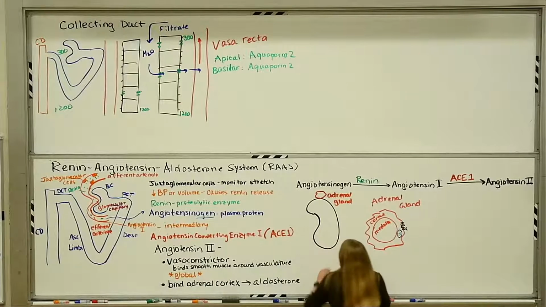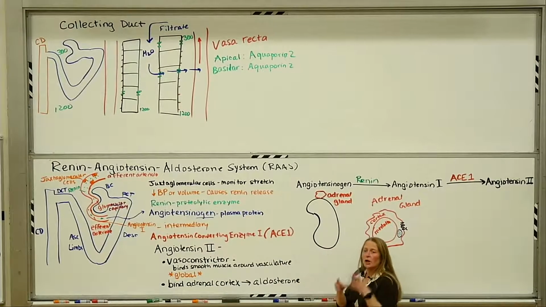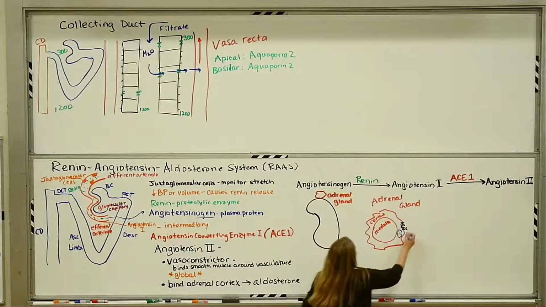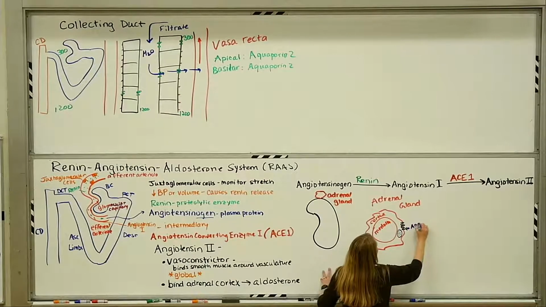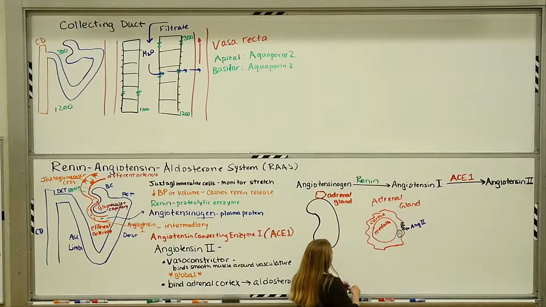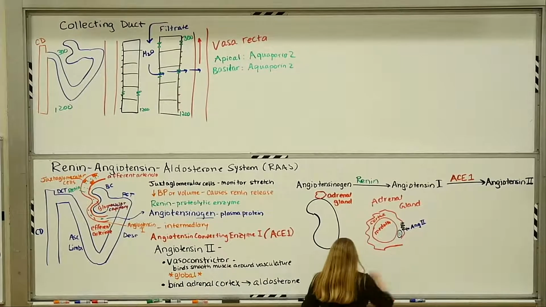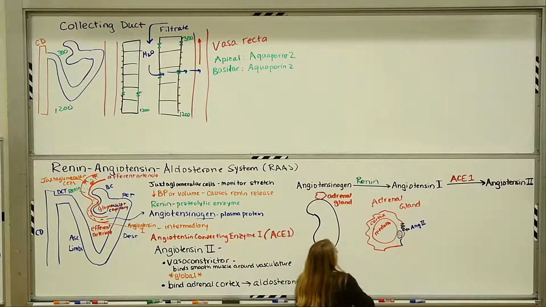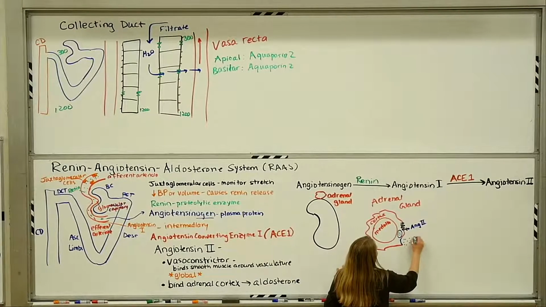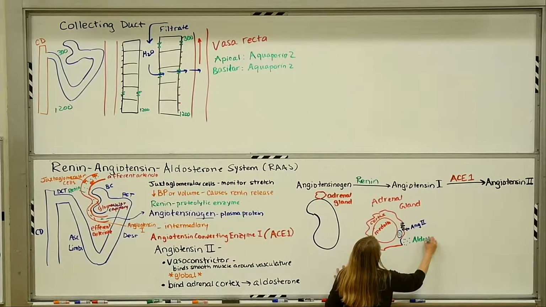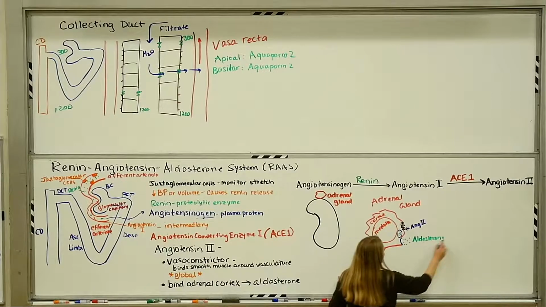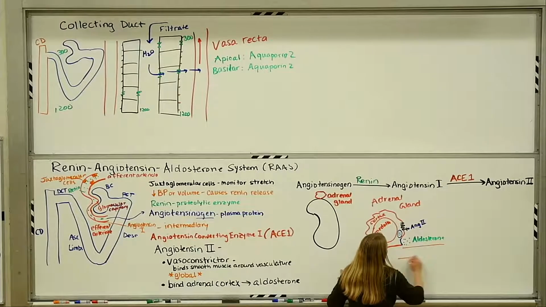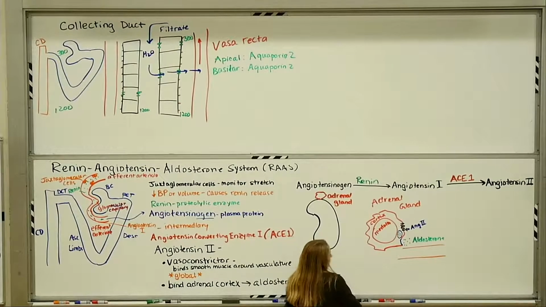So now you've got angiotensin II. It's running through your blood. It's causing all this vasoconstriction, but it's also coming to the adrenal gland and binding to the adrenal cortex, and it's going to cause the exocytosis of those vesicles, which releases the aldosterone. Aldosterone will then get picked up into the blood, and it's going to travel through your body.